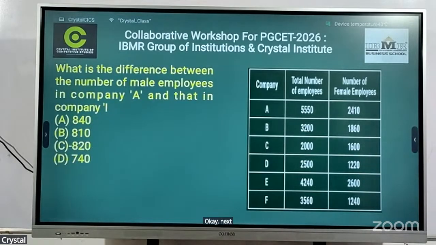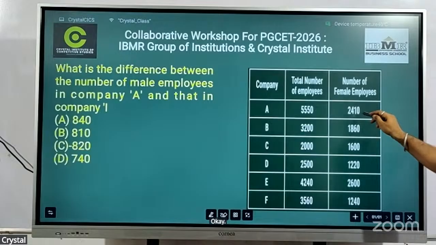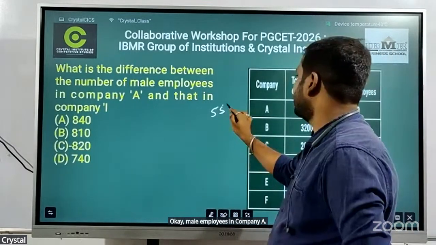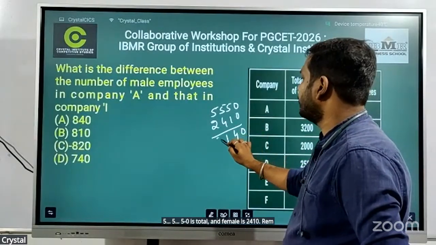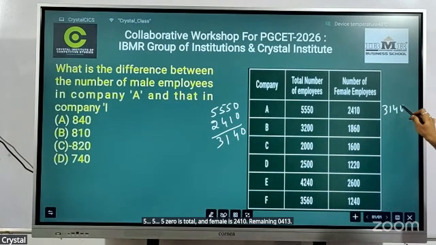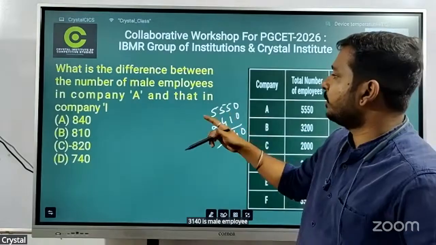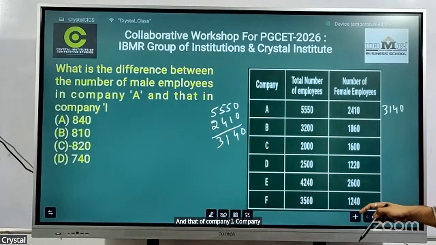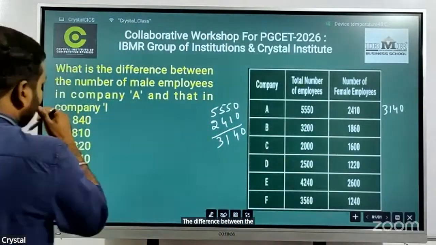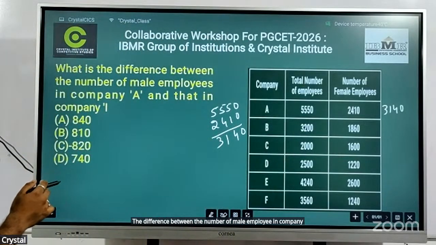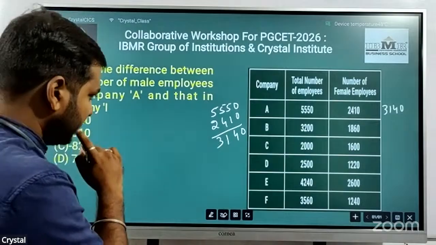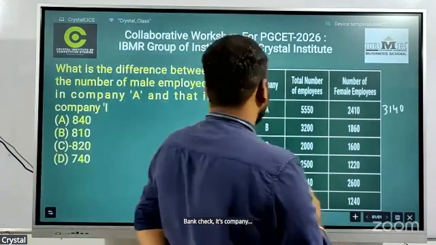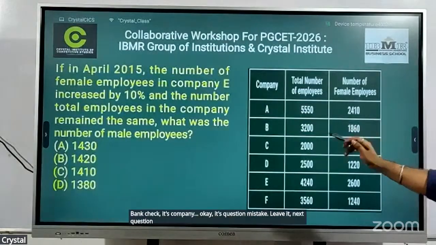Next. What is the difference between the number of male employees in company A and that of company I? Male employees in company A: 550 is total, and female is 2410. Remaining 3140 is male employees. The difference between the number of male employees in company A and that of company I. By mistake, it's company, it's a question mistake. Leave it. Next question.